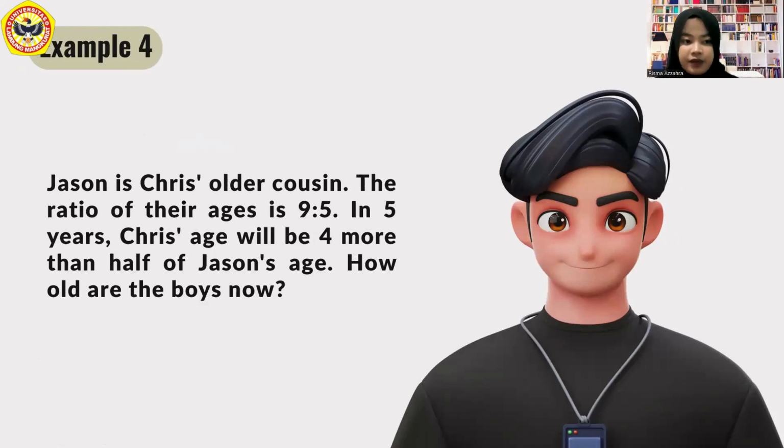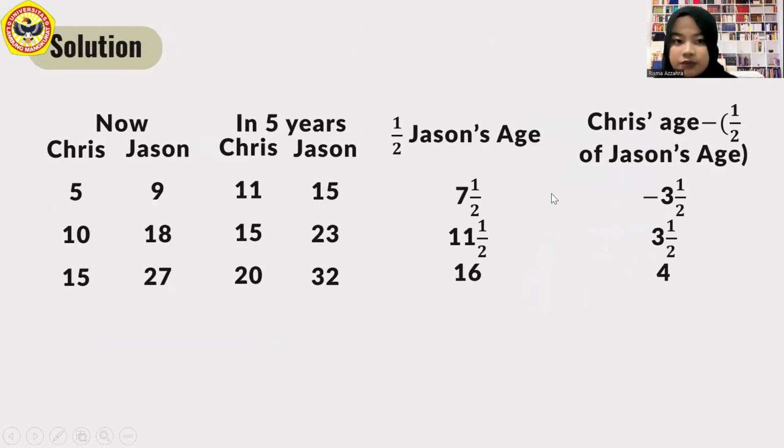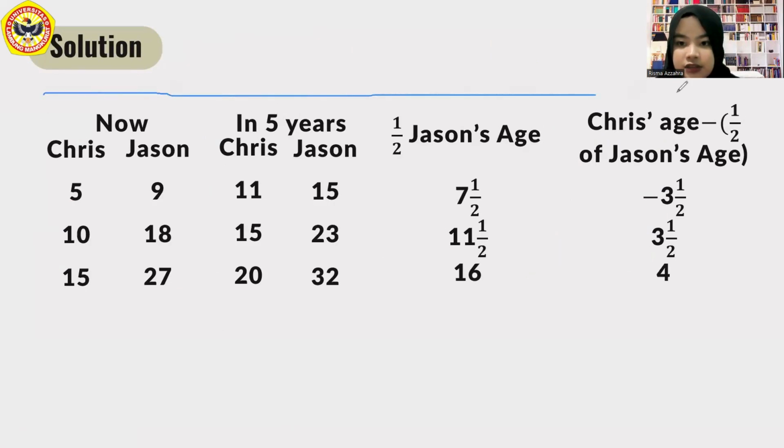Example 4. Jason is Chris' oldest cousin. The ratio of their ages is 9 to 5. In 5 years, Chris' age will be 5 more than half of Jason's age. How old are the boys now? So we have two ways to solve this problem. The first one is a table. Let me draw a table over here.